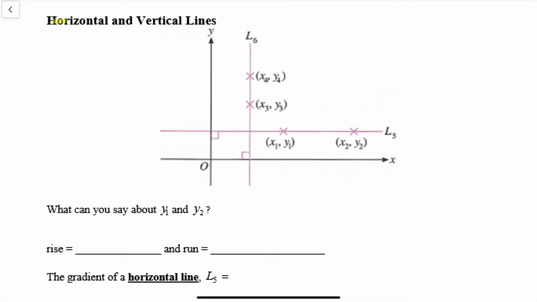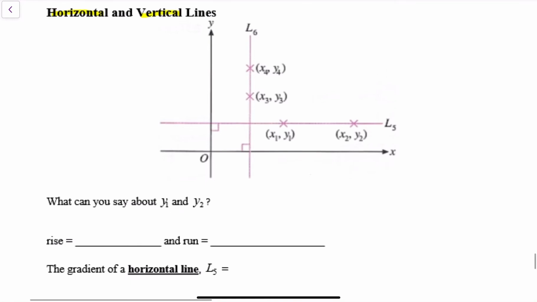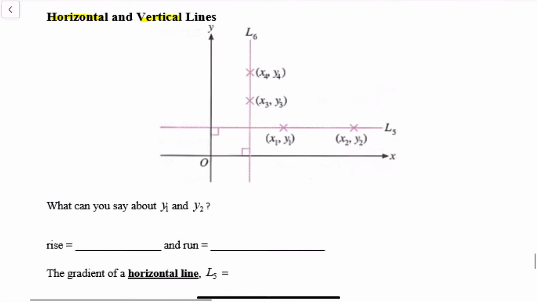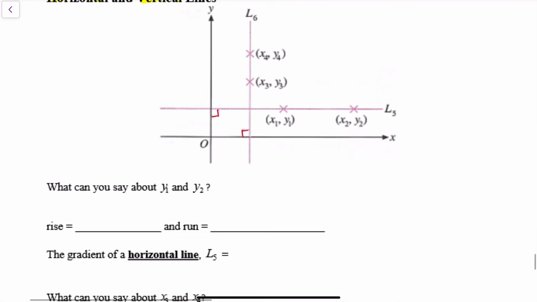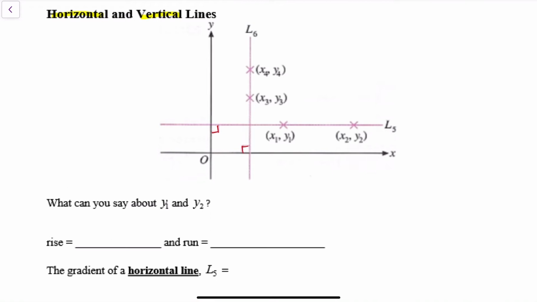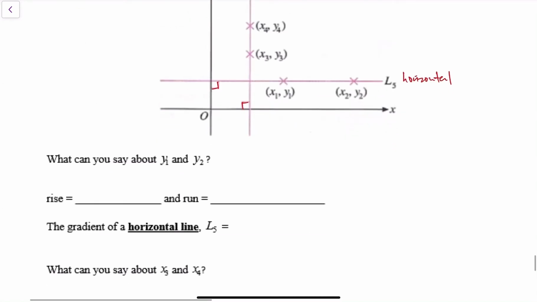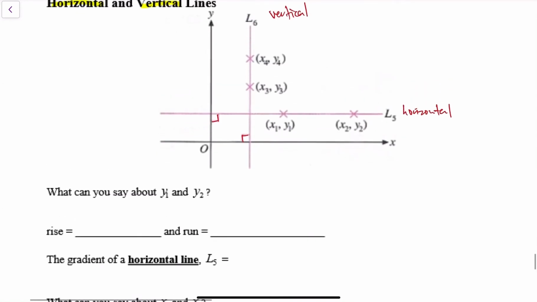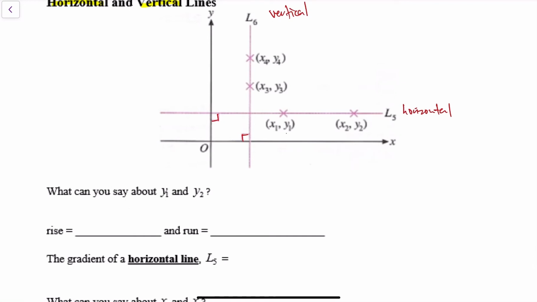Okay, so now we have horizontal and vertical lines. Horizontal and vertical lines means a line that is exactly flat or exactly vertically upward. Okay, so let's look at these two lines. If it's 90 degree here, you see these two 90 degree, means that this line L5 is called a horizontal line. Okay, and the L6 is this horizontal, this is vertical. Okay, so y1, okay, what can you say about y1 and y2 for the coordinates here? What do you think are the number for y1 and y2?